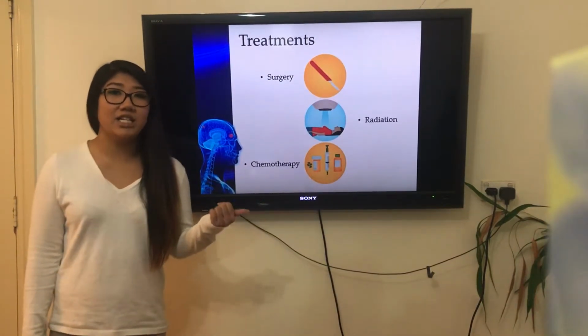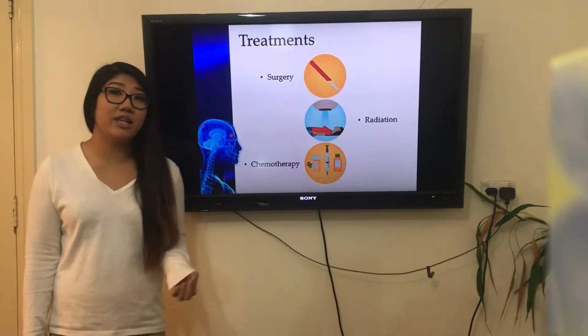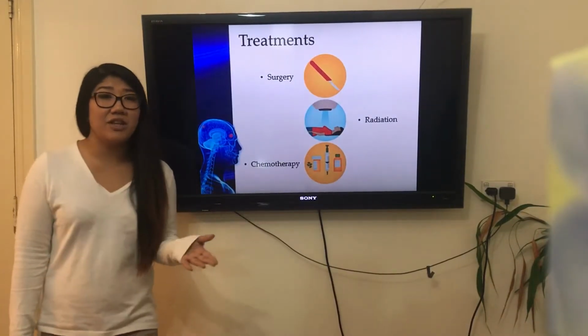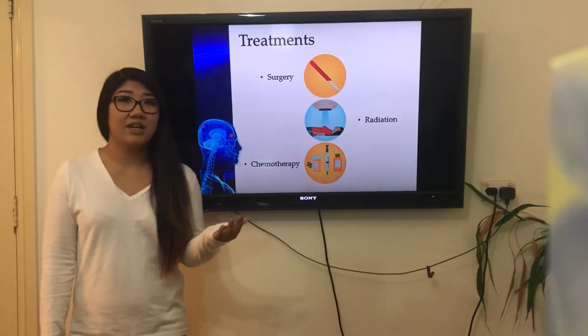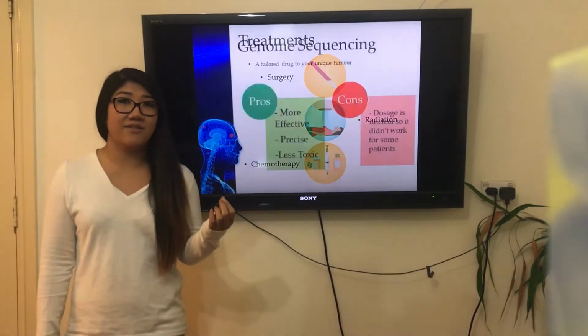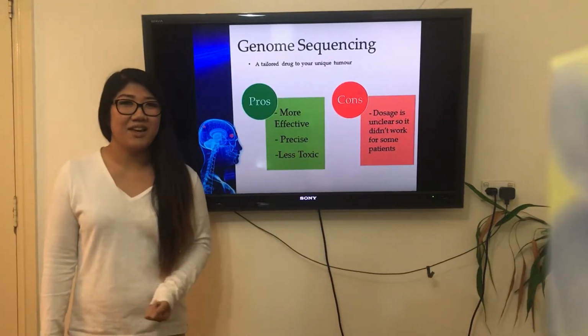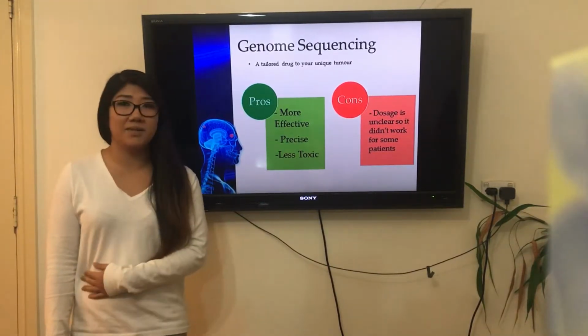Unfortunately though, radiation kills all cells in the area, including the healthy ones that are exposed to that treatment. And chemotherapy also attacks other healthy cells that divide, such as the ones that make up our hair cells and our skin cells, causing symptoms of hair loss and digestive problems.